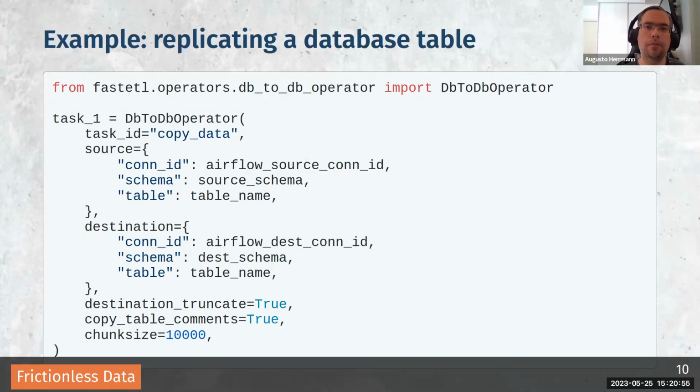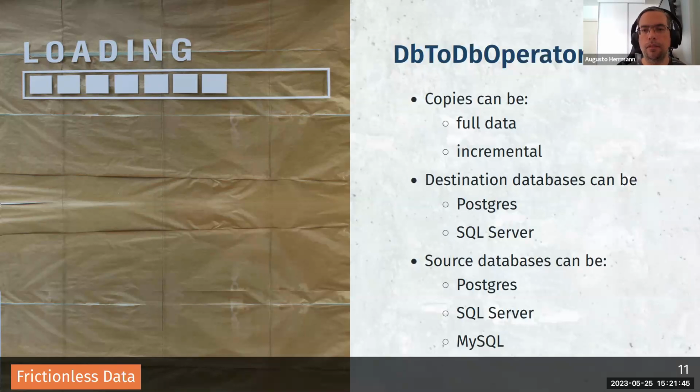So here's an example of code to create an operator in Airflow to copy from one database to another. We just define the task ID, the connection ID, the schema and table, and whether or not you want to truncate the destination table. Some optional things are whether you want to copy the table comments or table description, or column descriptions, and that has a lot to do with the table schema in Frictionless. You'll see that later as well. And how many chunks the job should divide the reading and writing of data into. So that's what's supported in the DB to DB operator.